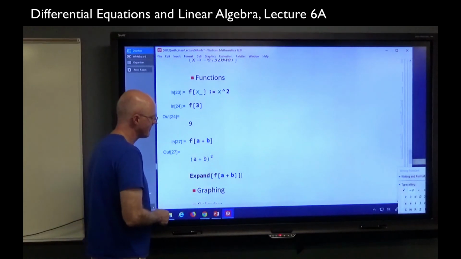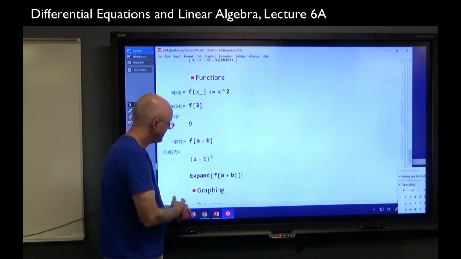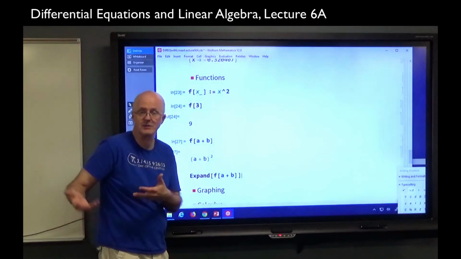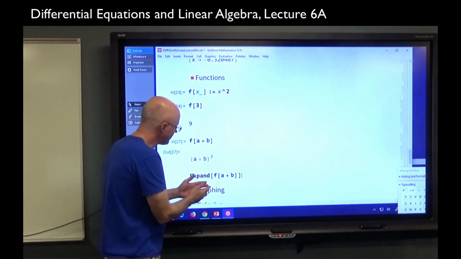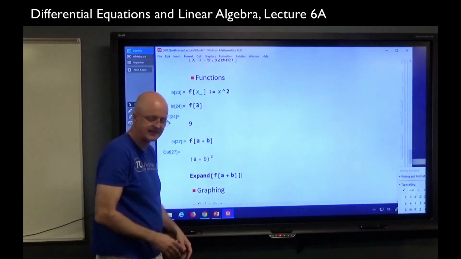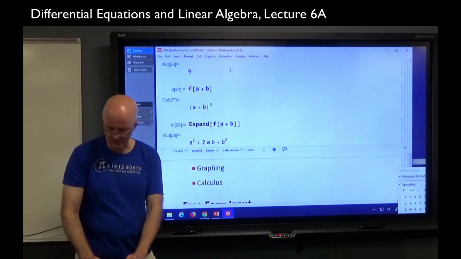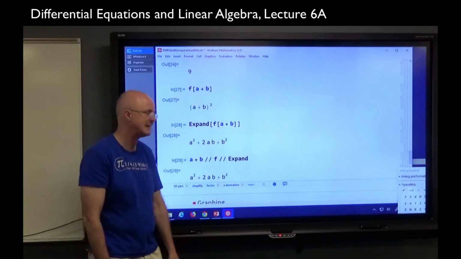Notice here that I'm really applying 2 functions when I type this. An inside function and an outside function, just like with pre-calc and calculus when you use the chain rule, for example. But I'm not going to differentiate this thing. These are Mathematica functions. Well, f is defined to be x squared. Expand does the algebra. It's going to expand this expression. And I could have used postfix notation as well. I could go a plus b // f // expand as an alternative way of doing the exact same thing.